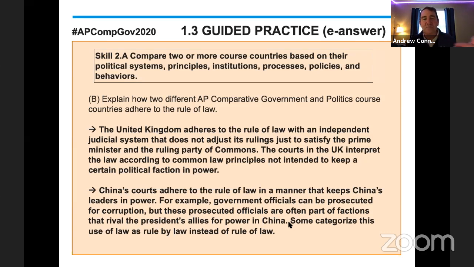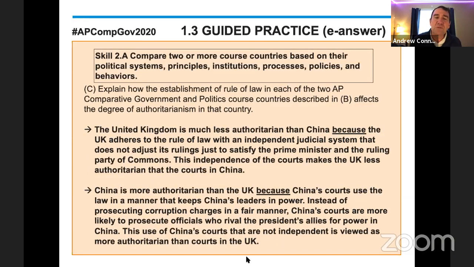And so some political scientists look at that as an example of using the law to keep Xi and his political allies in power. So that's the way I described adhering to rule of law, but now I've got to compare.